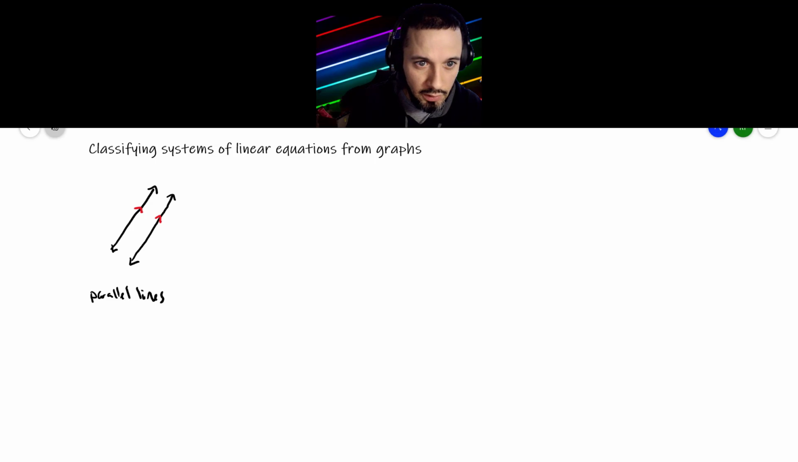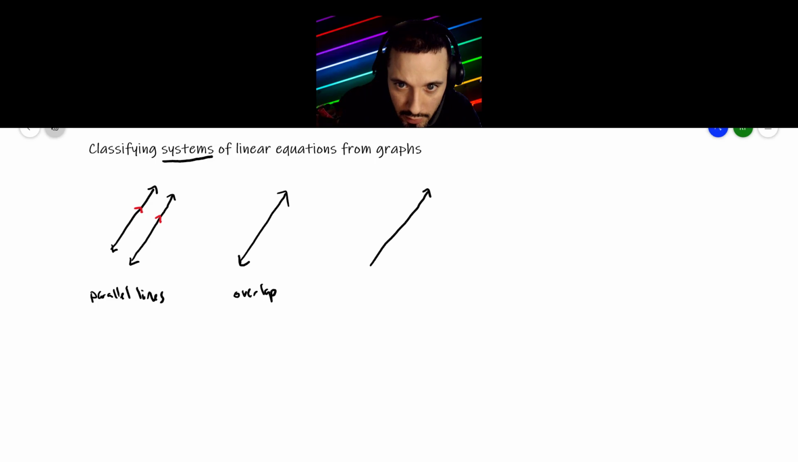That's one situation. The other one could be, you'll see just like a single line like this. If you see a single line, keep in mind a system means you're dealing with at least two lines, so two or more. But if you only see one, that just means that they're overlapping. So these lines overlap.